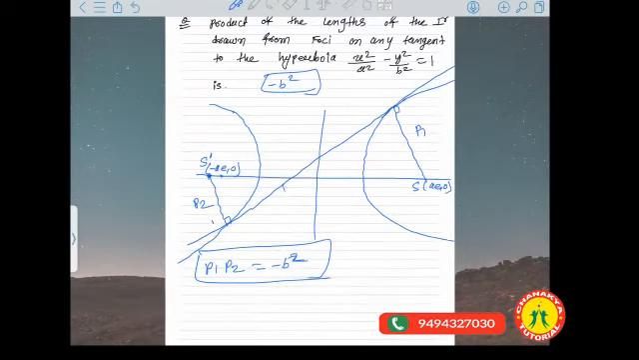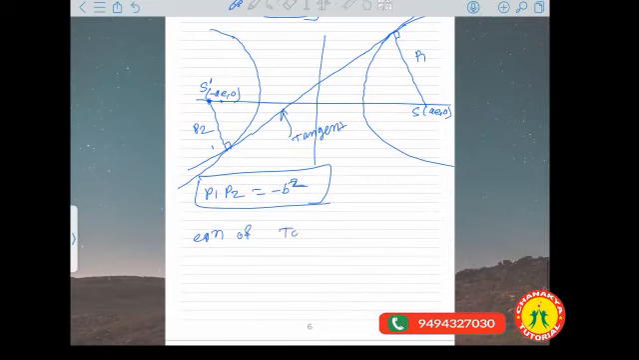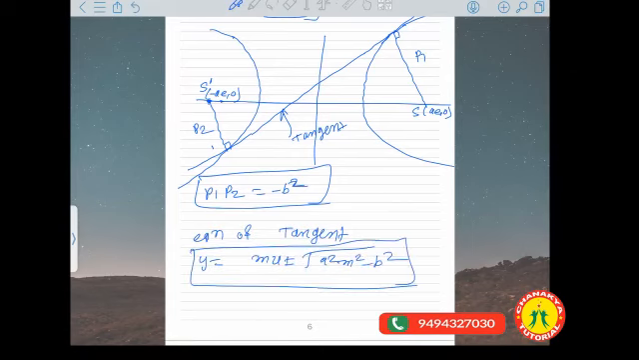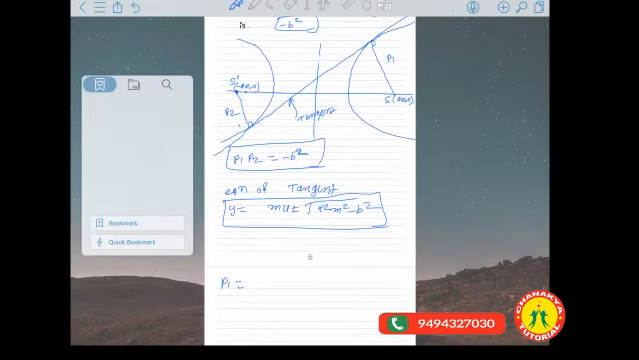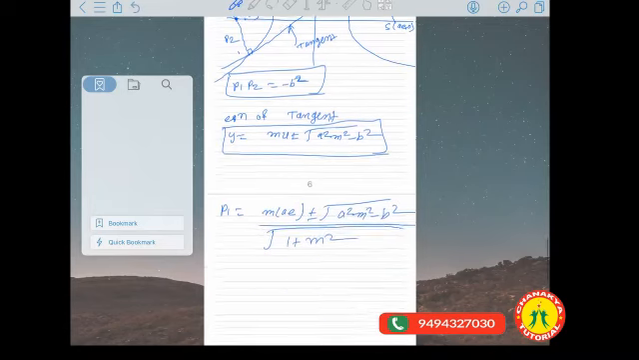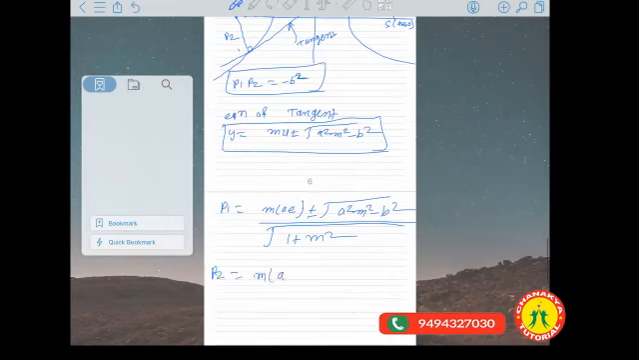So you know now how to write a tangent line. Equation of tangent is y equal to mx plus minus root under a square m square minus b square. So now we can find the perpendicular distance P1. P1 is for the point a comma 0: m times a minus 0 plus minus root under a square m square minus b square upon root under 1 plus m square. And similarly P2 is m times minus ae plus minus root under a square m square minus b square upon root under 1 plus m square.